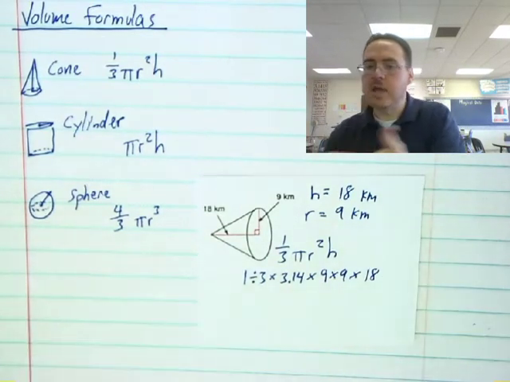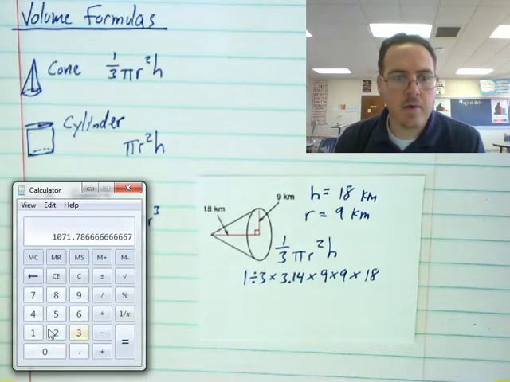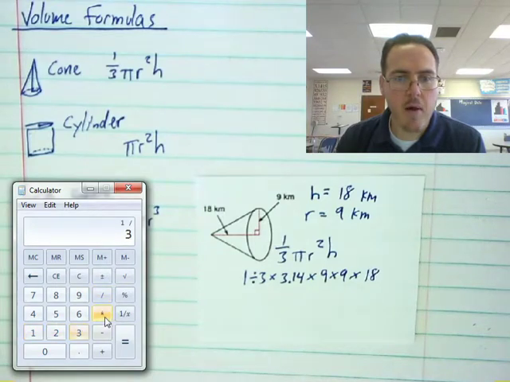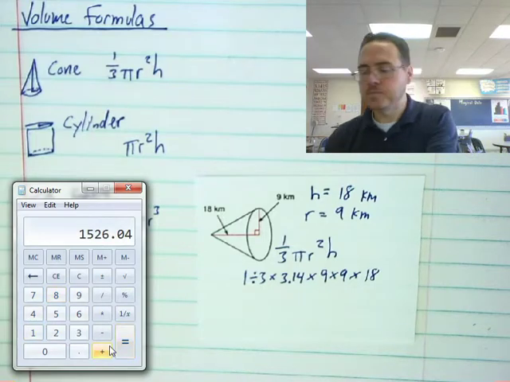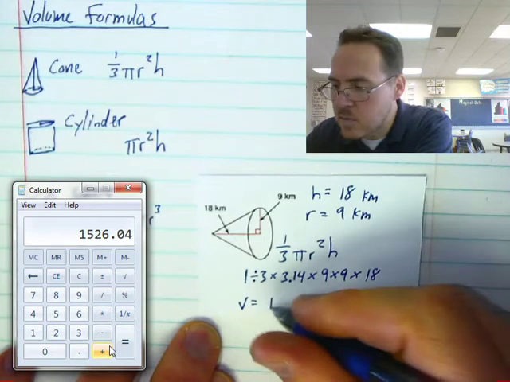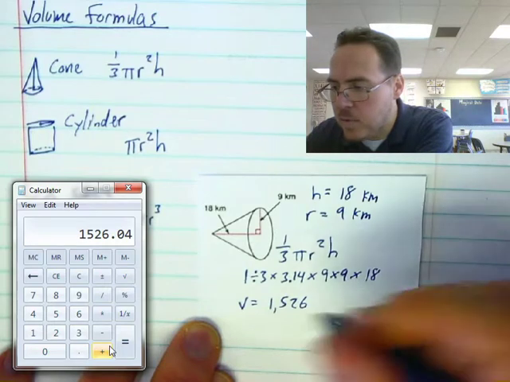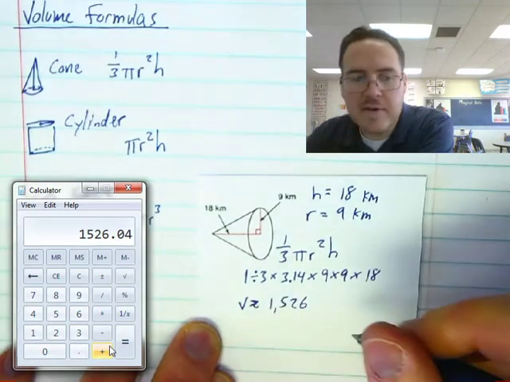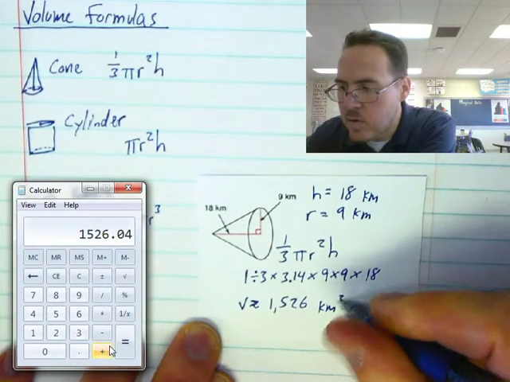Yeah, there's really no mystery to this one, so I'm just going to pull up my calculator. 1 divided by 3 times 3.14 times 9 times 9 times 18. So the volume of this cone is 1,526. I'm going to just leave it rounded to the whole number here. So it's about 1,526 kilometers to the third power.